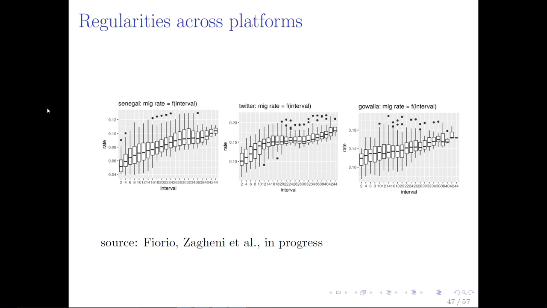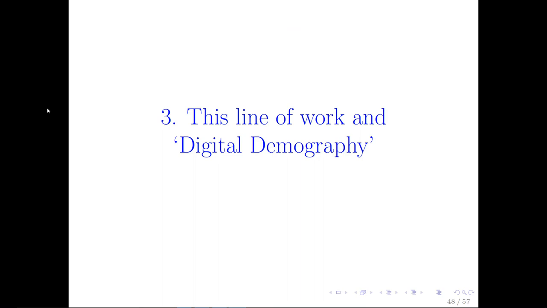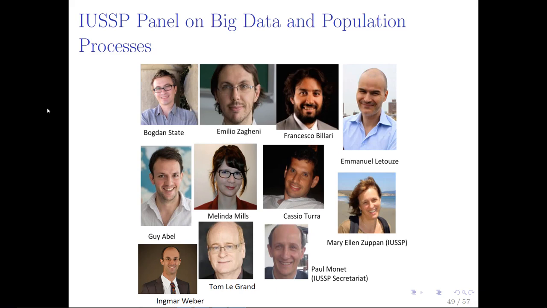Okay, so this is an example of that line of work. Now I would like to say something about how this work fits within digital demography. I'm part of this IUSSP panel on big data and population processes, which includes a number of traditional demographers as well as computer scientists, people who work at Facebook, for example, people who work in the industry.